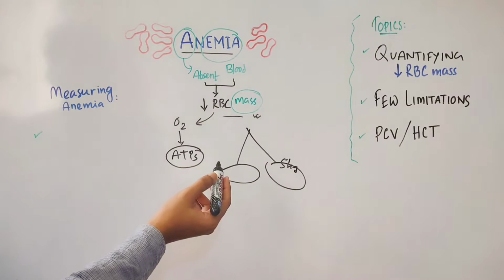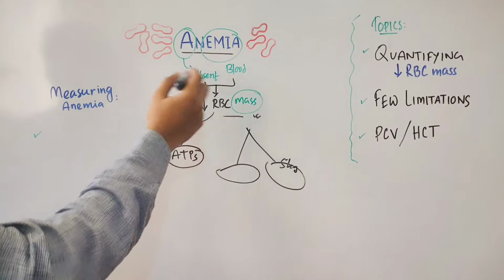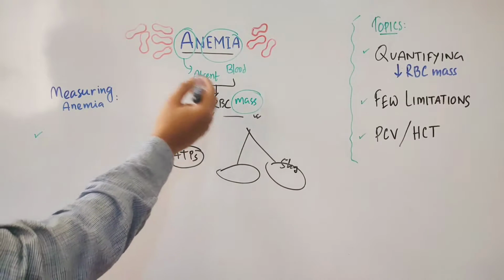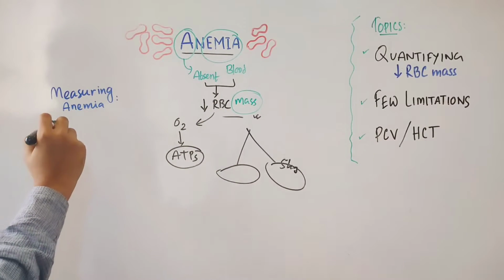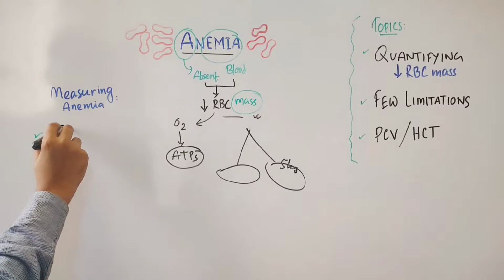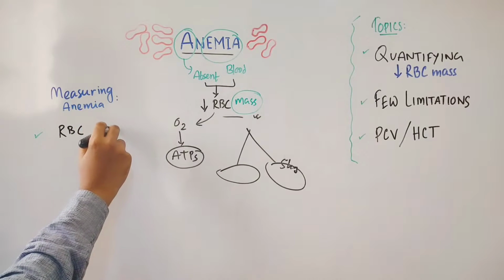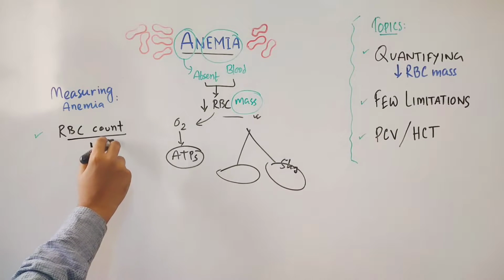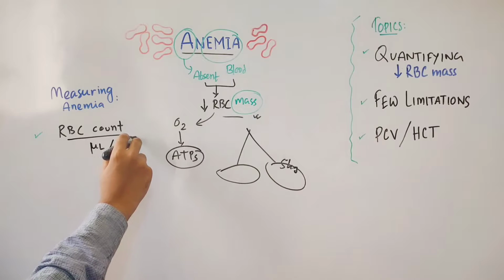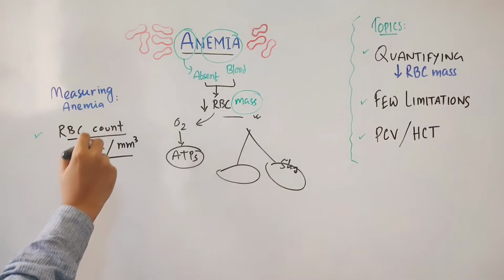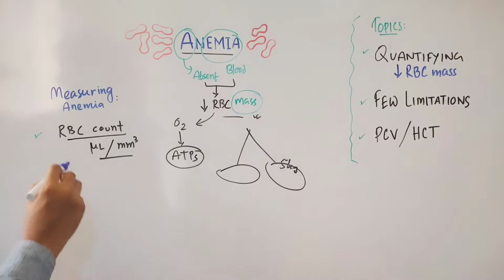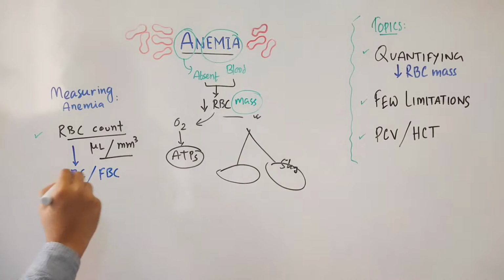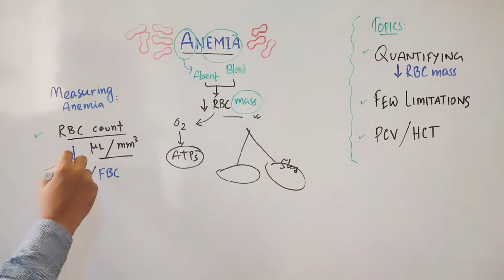So instead, we have some alternative measurements that will actually reflect the RBC mass. First up, we have the RBC count. That is how many RBCs we have in every microliter or cubic millimeter of blood, the classic RBC count that we get from CBCs, or FBCs if you are British. So a complete blood count gives us the RBC count.